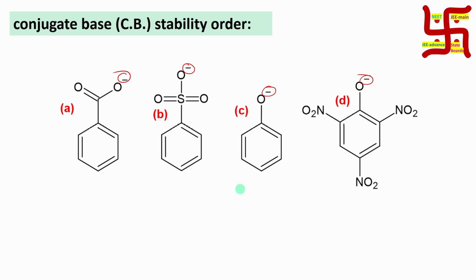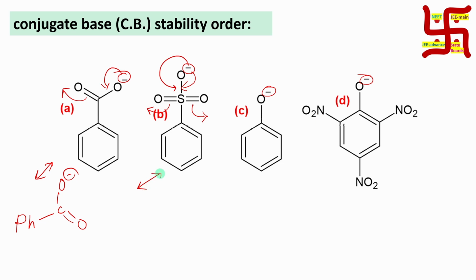So let's look at the stability order. Now if you look at this, it is a benzoate. So how could it be stabilized? By this resonance. In this resonance, by the way, I'm representing this six-membered ring as Ph. So here it's O minus, this is a double bond. You may think, sir, what will be the electronic distribution? This electron density is distributed over both of these two oxygens equally. Now for sulfonic acid, one resonance will be this way, another will be this way. So two canonical forms are possible.